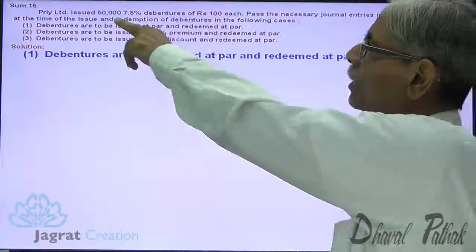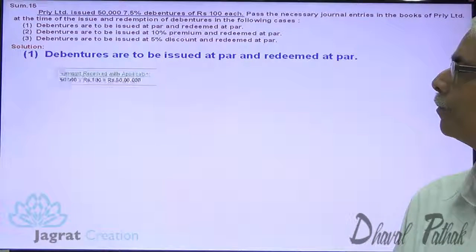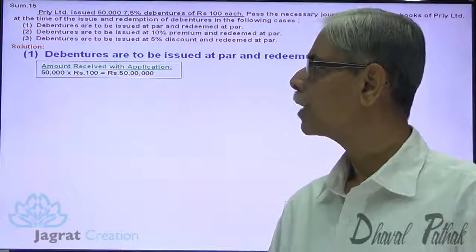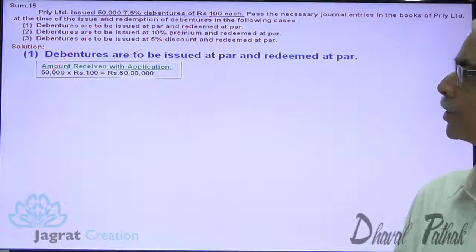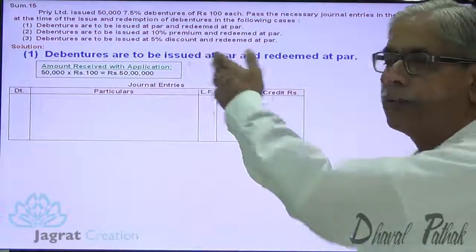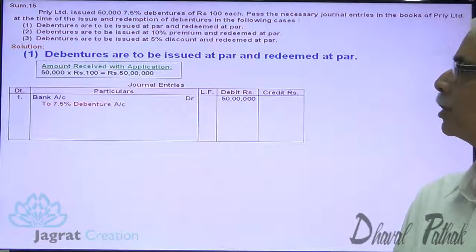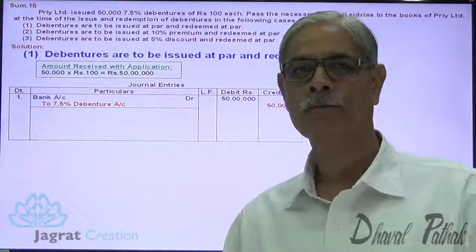Now, 50,000 debentures of ₹100 each works out to 50 lakhs, received with application. Journal entry: issued at par, so we have received 50 lakhs. Bank account debit to 7.5% debentures account 50 lakhs.